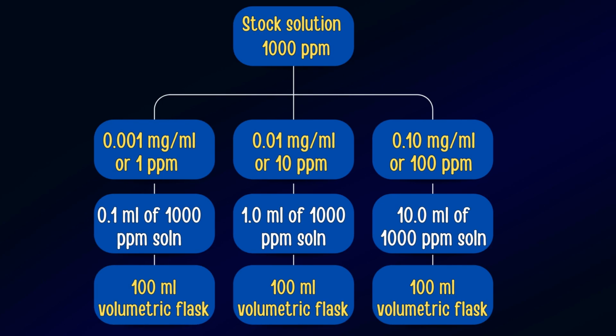Based on this calculation we can prepare our linearity levels as for 0.001 mg per ml or 1 ppm solution, take 0.1 ml of 1000 ppm stock solution into 100 ml volumetric flask and dilute with mobile phase. For 0.01 mg per ml or 10 ppm solution, take 1 ml of 1000 ppm stock solution into 100 ml volumetric flask and dilute with mobile phase. And for 0.10 mg per ml or 100 ppm solution, take 10 ml of 1000 ppm stock solution into 100 ml volumetric flask and dilute with mobile phase.